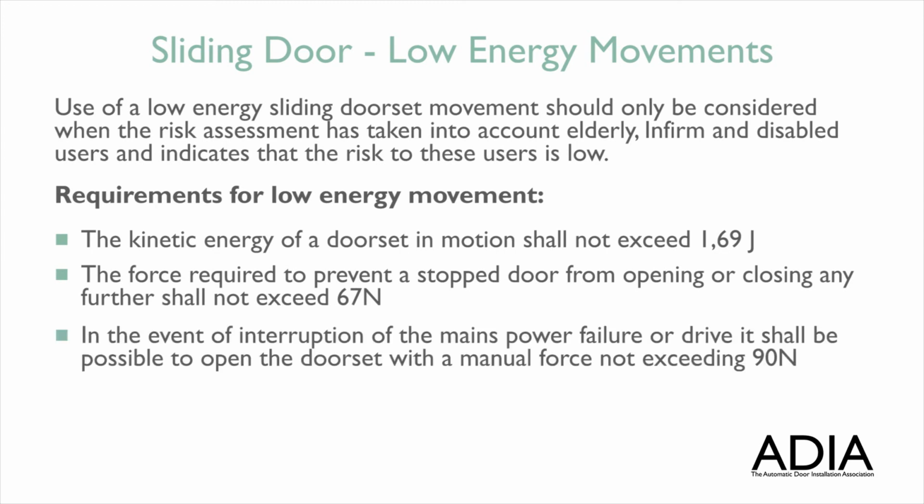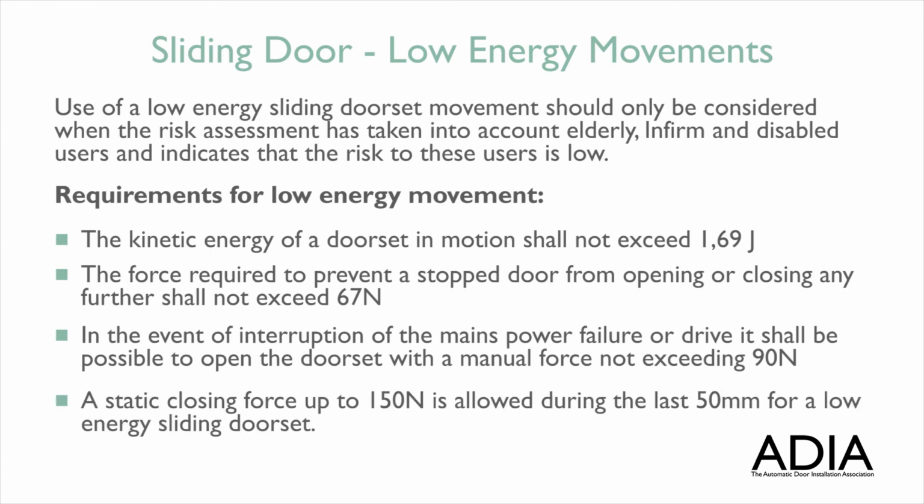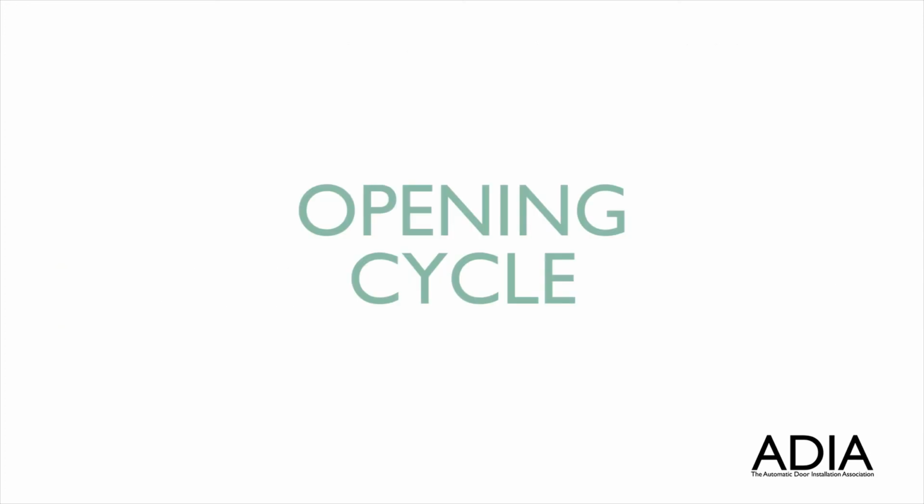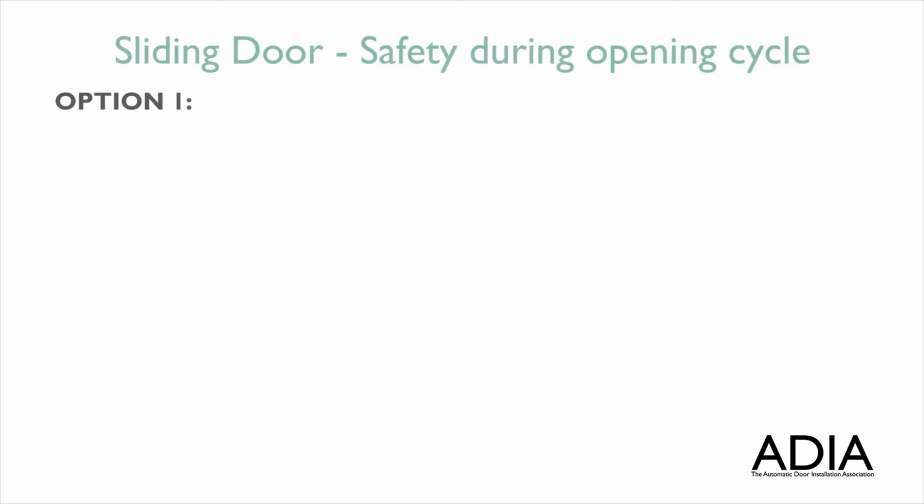In the event of interruption of the mains power failure or drive, it shall be possible to open the door set with a manual force not exceeding 90 newtons. A static closing force up to 150 newtons is allowed during the last 50 mm for a low energy sliding door set. Opening cycle. Option 1.